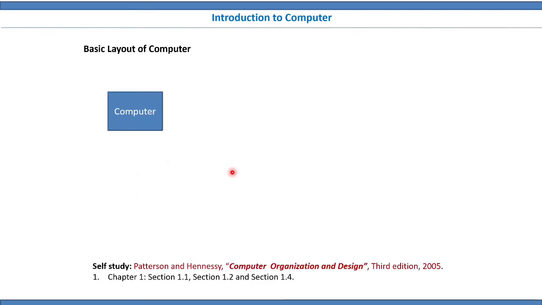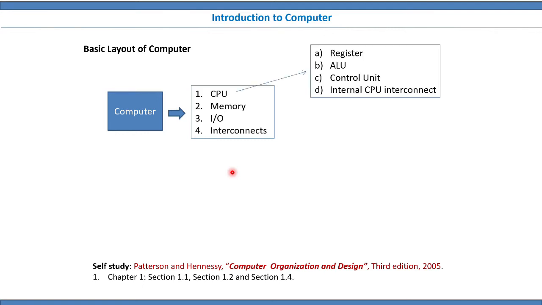Okay, now I'm quickly moving to the computer. I'm not showing you the complete low level details of a computer because it's an advanced course, and I hope you already know the internal components of a computer, at least that you have opened a desktop computer in your life. These are some common components of a computer: the CPU, memory, input output, and interconnects. Inside the CPU, you'll find registers, arithmetic logic unit, control unit, and internal CPU interconnect. These are all part of a CPU.